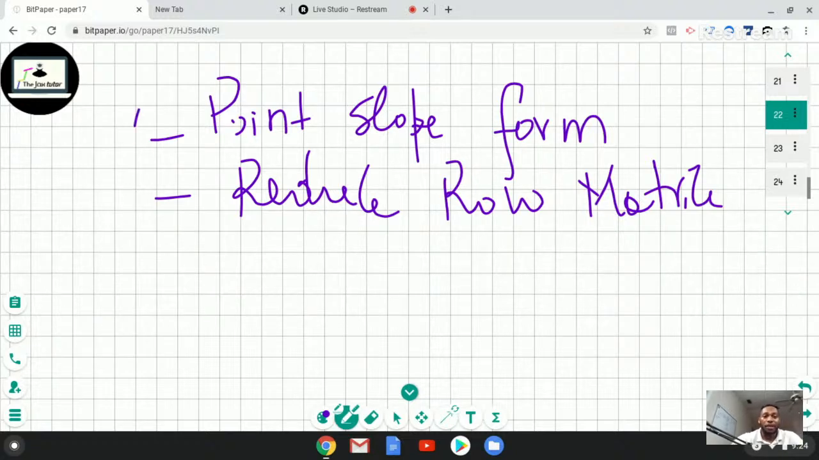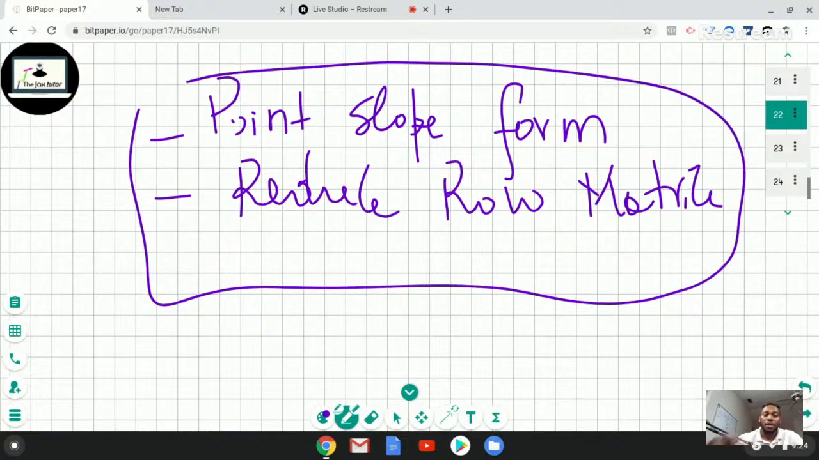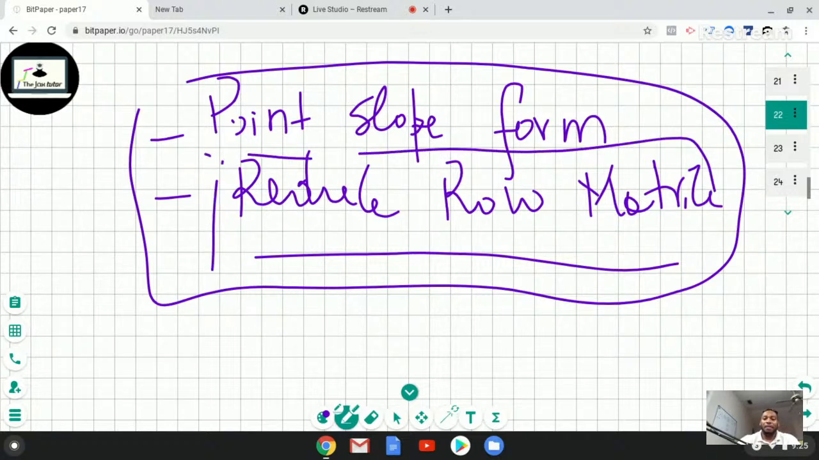So let's start with what we're going to talk about today: point slope form, and then the reduced row matrix. Point slope form is one of the forms that we use when solving equations. Then we're going to talk about reduced form equations, and then completing the square. I don't think I have done this in a while, so we're going to talk about that as well. Any questions before we get started?